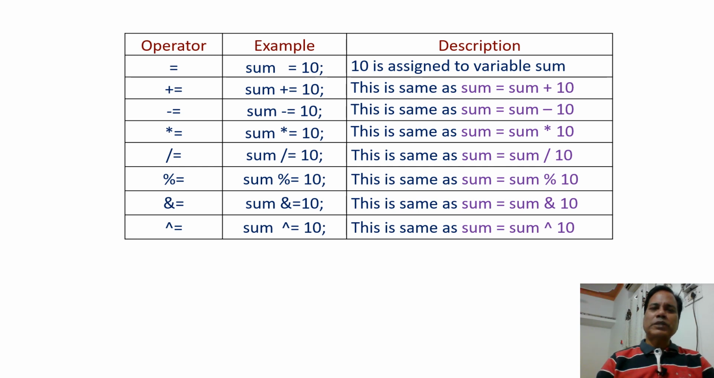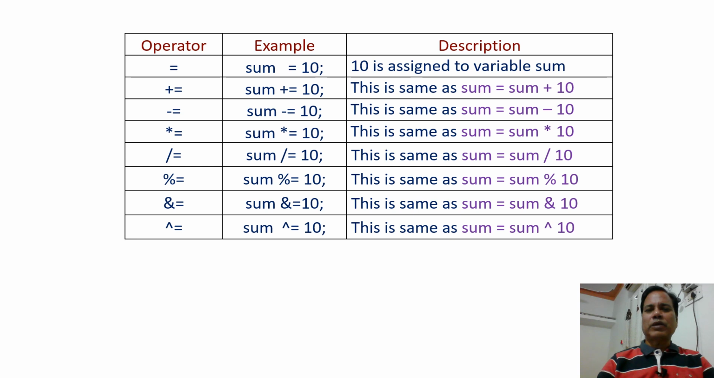Then plus equal: sum += 10;. Now these are called shorthand assignment operators. Whenever we write sum += 10, its meaning is the same as sum = sum + 10. So the initial value of sum is added to 10, and the final result is assigned to the left side variable sum.